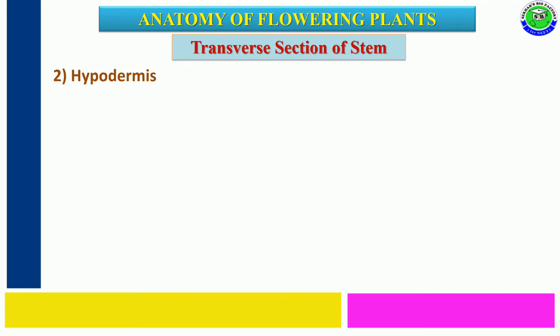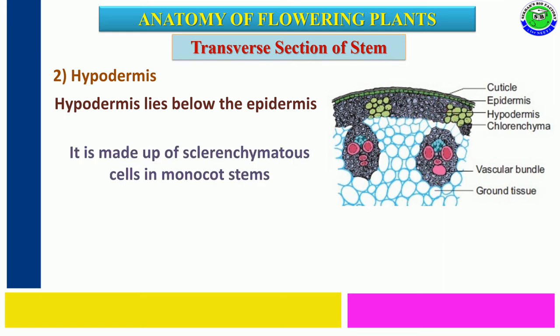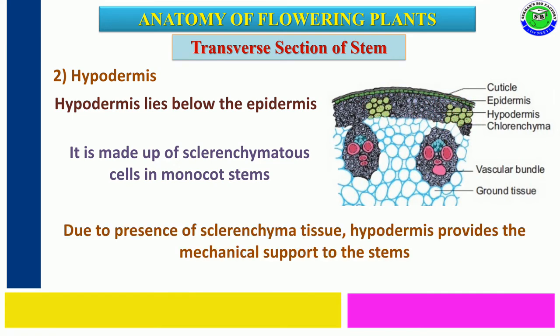And the second part is the hypodermis. The hypodermis is present just below the epidermis, and it is made up of sclerenchymatous cells in the monocot stem. It provides mechanical support. This sclerenchymatous hypodermis is a characteristic feature of the monocot stem. It gives mechanical strength to the stem.